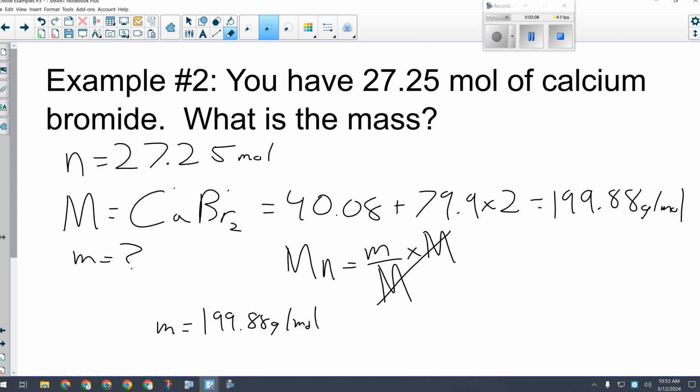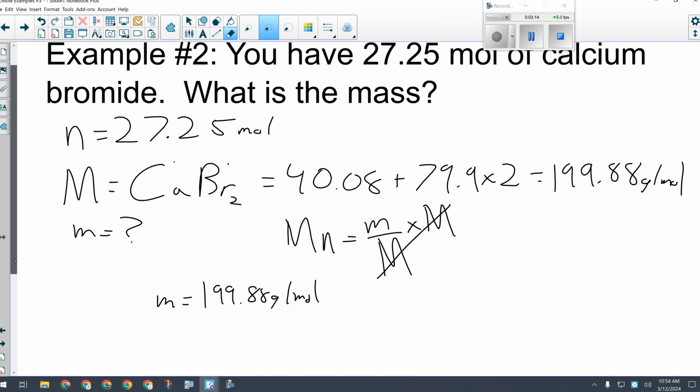Good catch, thank you. And never be afraid to correct me because I make mistakes all the time. And that is going to be multiplied by 27.25, and that is moles. So the moles are going to cancel, and I'm going to be left with grams.